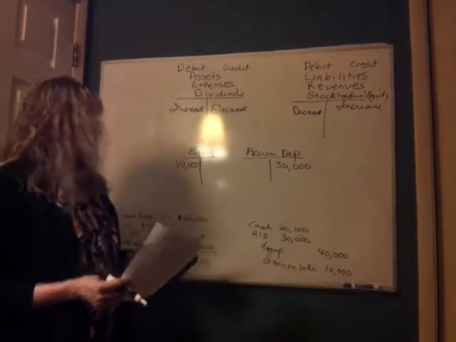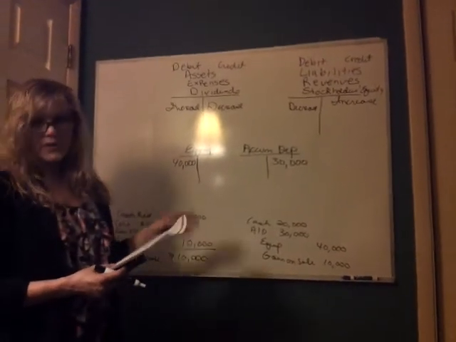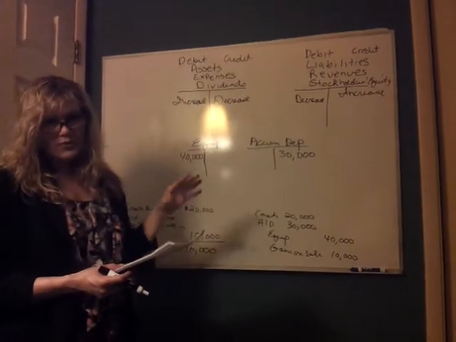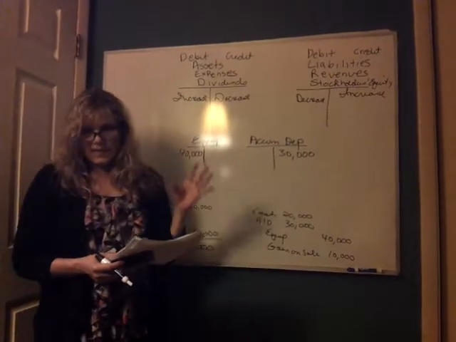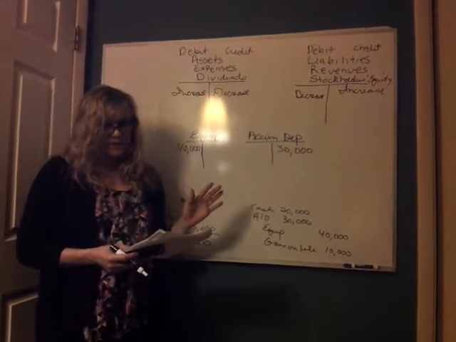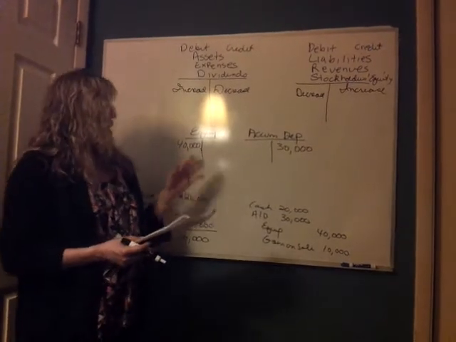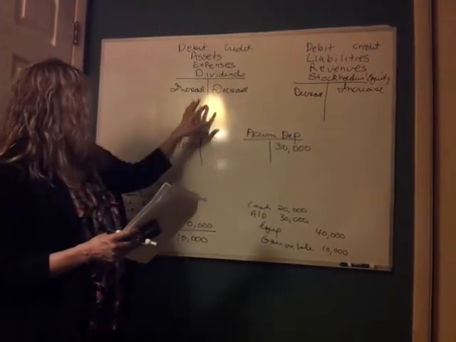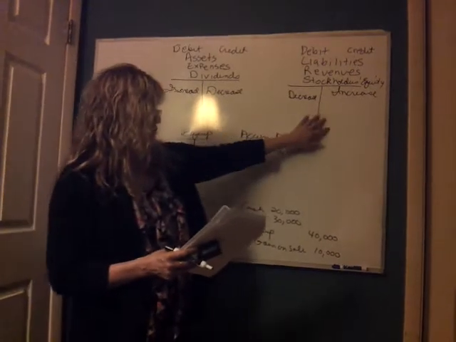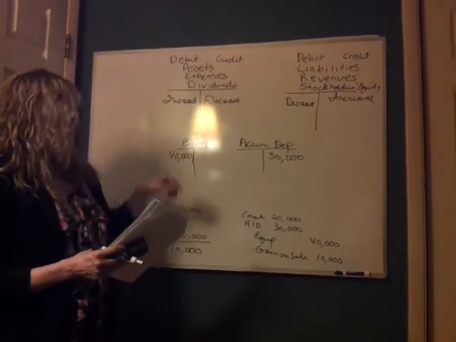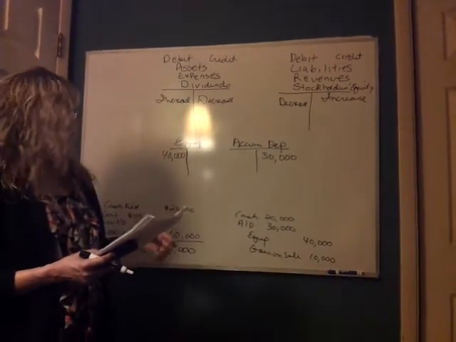Before we get into gains and losses, I just really quickly want to go through how debits and credits work. All debit means is left, and all credit means is right. When we're talking about left and right, we're talking about a T account. This is a T account, and the reason they call it a T account is because it looks like a T.